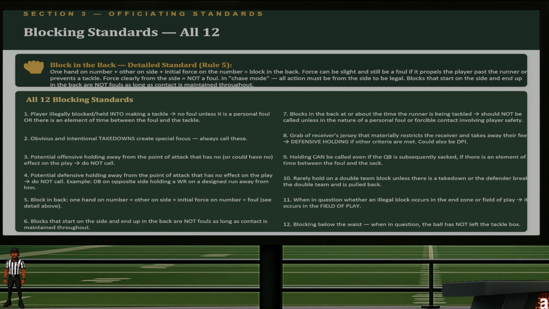Example: a defensive back on the opposite side of the field holding a wide receiver on a design run play to the other side. Standard 5. For blocks in the back, if one hand is on the number and the other hand is on the side and the initial force is on the number, it is a block in the back.